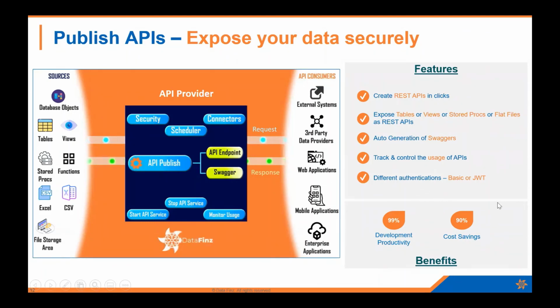So we have seen how we can create the REST APIs in clicks, and it can expose tables, views, stored procs, flat files, auto generation of swaggers, track and control the usage of APIs, and authentications in the application. We have seen basic. We have JWT or NoAuth also. So benefits here, again, 99% development productivity, and cost savings are much higher because the process here is slightly different.